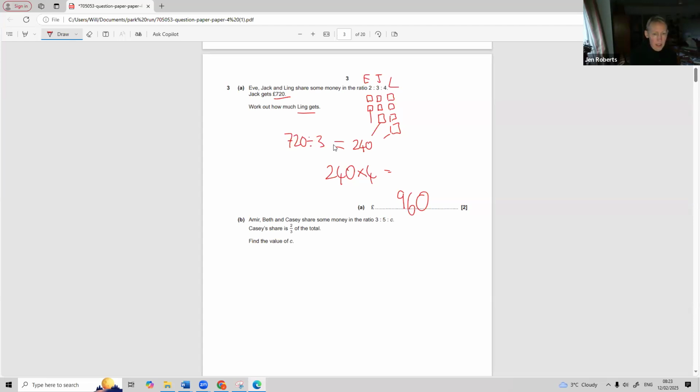Okay, so we've got Amir, Beth and Casey sharing some money in the ratio 3 to 5 to C. Casey's share is 2/3 of the total. Right, so if Casey's share is 2/3 of the total, just thinking about this in fractions, then Amir and Beth's share must be 1/3. So can we see that Casey's share is double Amir and Beth's share? I'm going to almost think of it like this: this is worth 1, and this is double, worth 2. But actually, we've got 8 parts at the moment, 3 plus 5 is 8. So Casey's must be double that, which is 16.